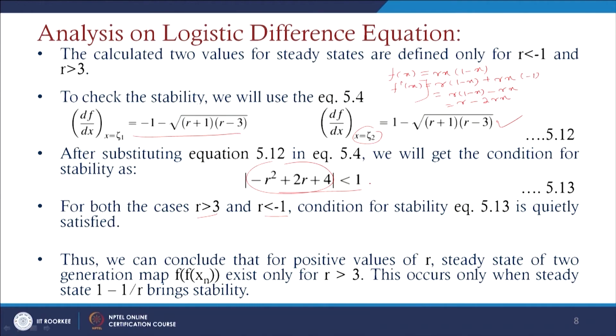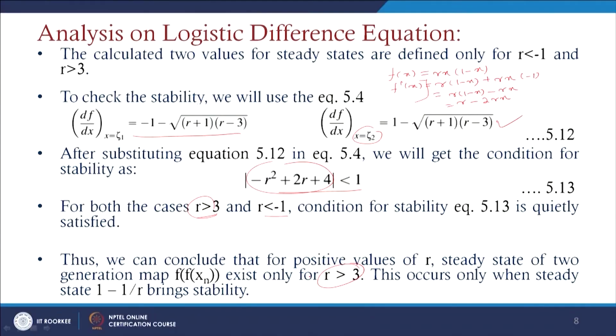And from this we can conclude that for positive values of r, since we are considering only the positive values, the steady state of the 2 generation map, that is g of x, written as f of f of x here, exists only for r greater than 3 here. Since we are considering only positive values of r, that is why we are taking r greater than 3 here. And this occurs only when steady state 1 minus 1 by r brings the stability, since we have discussed this one in the previous slides also.